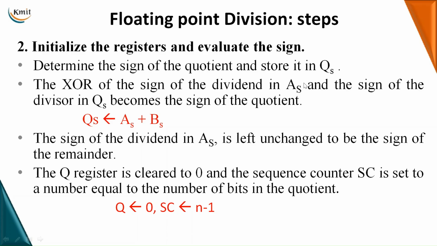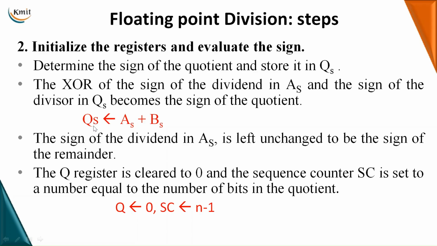If your dividend and divisor are both positive or both negative, then performing an XOR operation of 0 XOR 0 or 1 XOR 1 gives you a result of 0, which means the quotient will be positive. If either your divisor or your dividend contains a negative value, then when you perform 0 XOR 1 or 1 XOR 0, the quotient sign becomes 1. So you get a negative quotient.